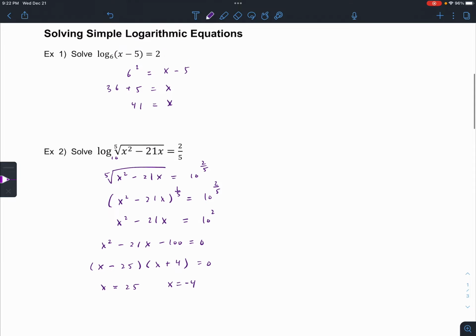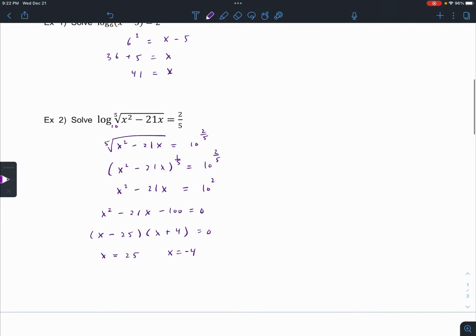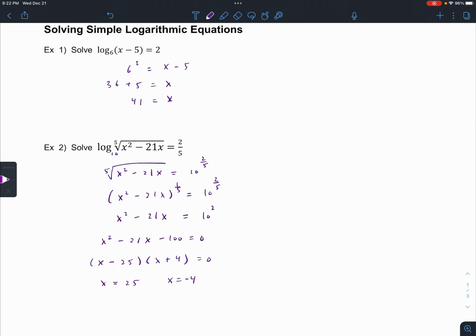Now let's go back here and just see if both of these are fine. So for the first one, for example 1, 41 is fine, right? Because 41, if we substitute back into the equation, 41 minus 5 is going to give us a value that is greater than 0, right? It's going to give us 36, and that's fine. So that works.